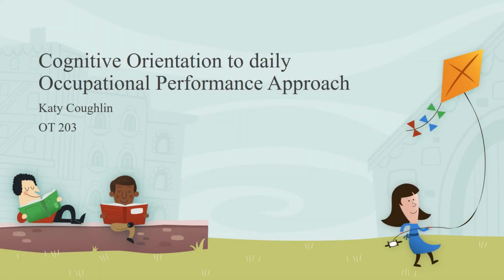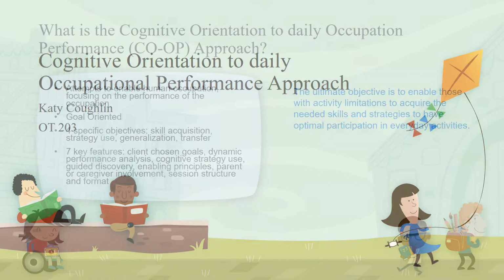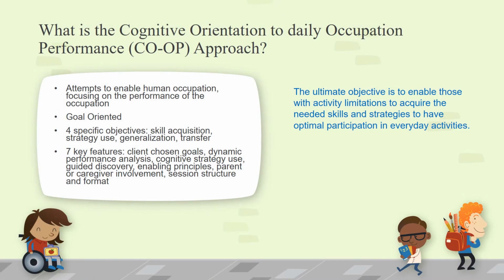All right, so today we're going to talk about the cognitive orientation to daily occupational performance approach. What is this approach? This approach is also known as CO-OP, and it attempts to enable human occupation and focuses on the performance of the occupation. It's goal-oriented and focuses on the goals that the client creates, and it's done entirely at the performance level.